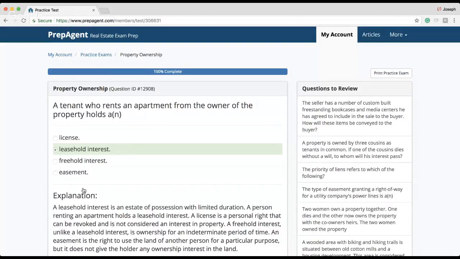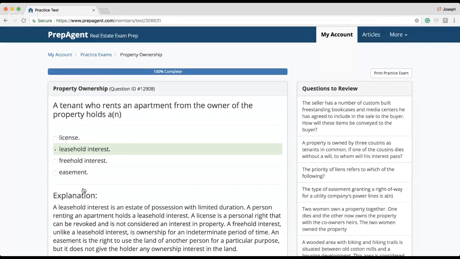Out of those four types of less than freehold estates, which would be the most likely one you would use for a summer rental? So that would be an estate for years. It would not be the period to period, or periodic tenancy. That would be an estate for years, because that has a defined period of time, a definite beginning date and a definite end date. Good job.